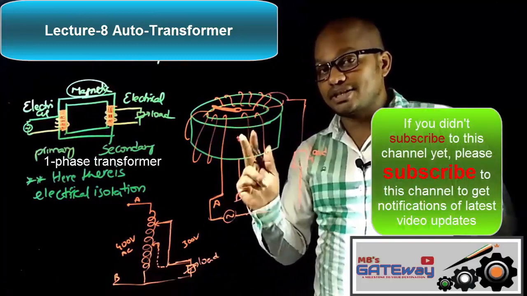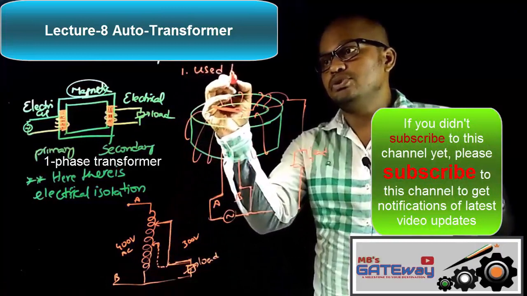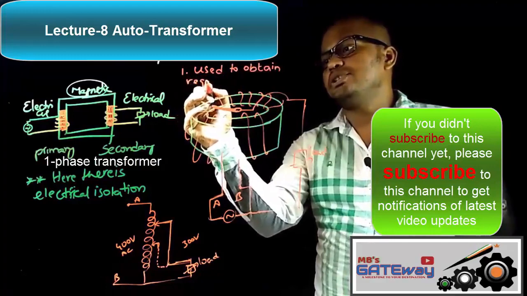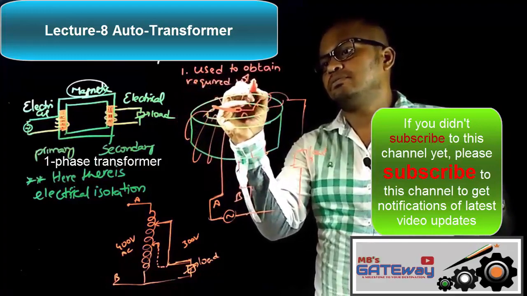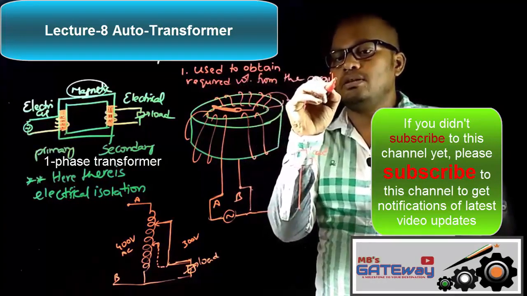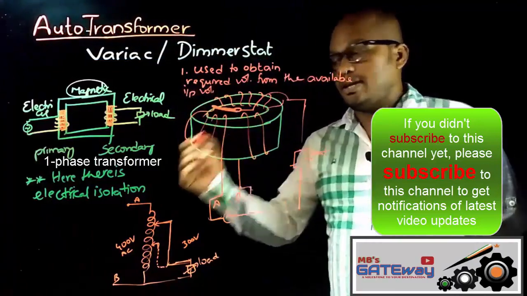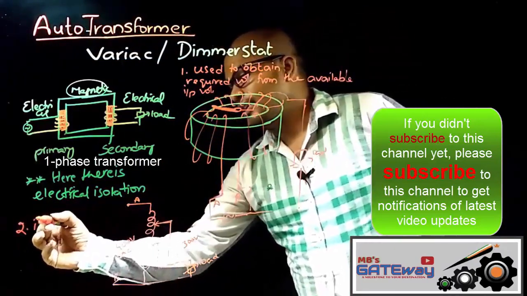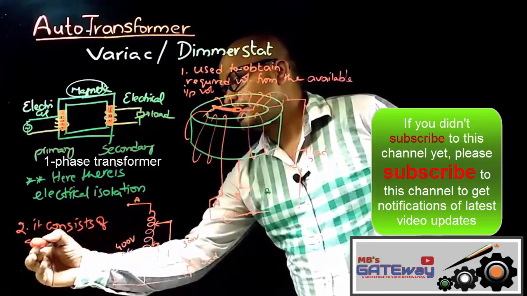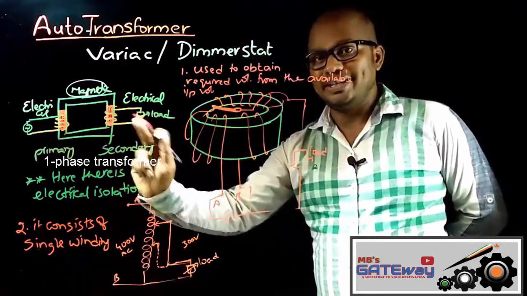So from this you must understand that the auto transformer is used to obtain the required voltage from the available input voltage. And the other important point is that it consists of a single winding, whereas the single phase transformer consists of two windings.